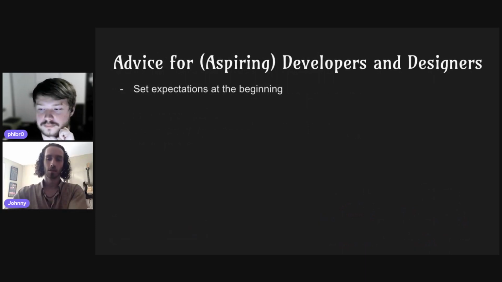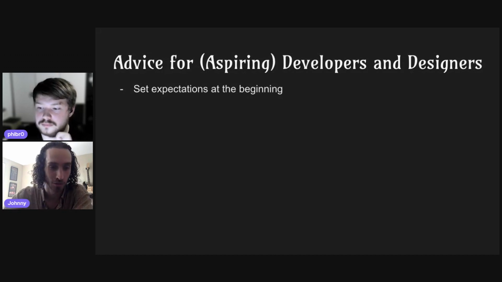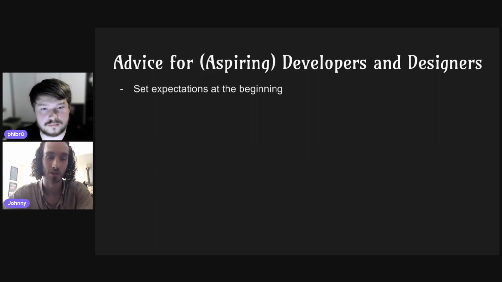So the advice or the learnings that we would like to share from working on this project together for the past couple of months. First one is to set expectations at the beginning of the project for people who are collaborating. Like I mentioned before, we kind of had a mutual expectation, but you can understand how issues can arise if people are not on the same page when they're working on something.